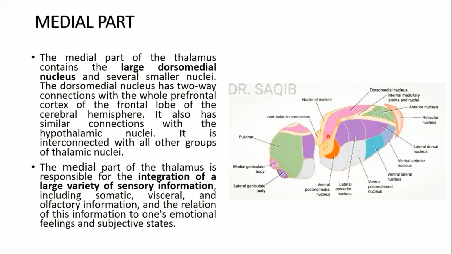The dorsomedial nucleus has two-way connections with the whole prefrontal cortex of the frontal lobe of the cerebral hemisphere. It also has similar connections with the hypothalamic nuclei. It is interconnected with all other groups of thalamic nuclei. So you see, this is the dorsomedial nucleus, very large. Here it runs like this. So as I told you, its description.